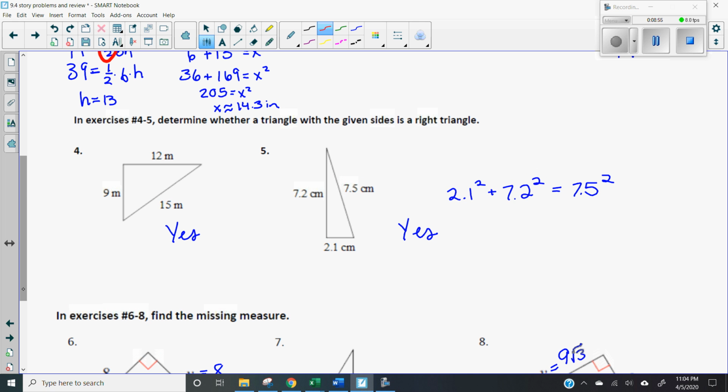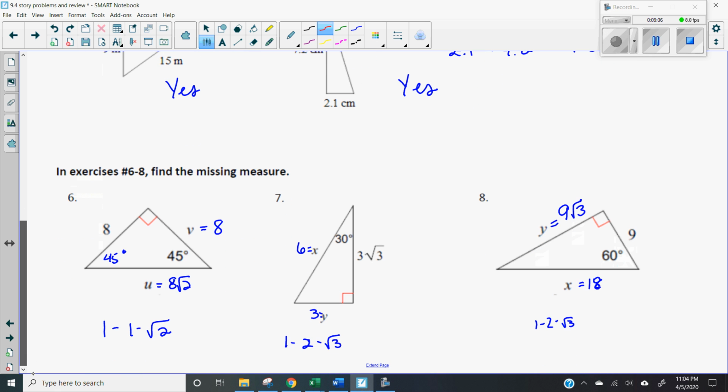Okay, numbers 4 and 5, remember, you're just testing, do those numbers work in the Pythagorean theorem? So is this a true equal sign? And in both cases, it does work out. 6, 7, 8, there's a couple more special right triangle review problems. Check those out, especially 7 and 8. I think 30, 60, 90s are a little bit harder.